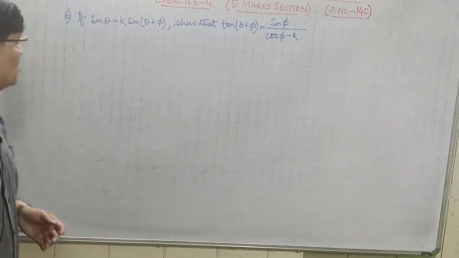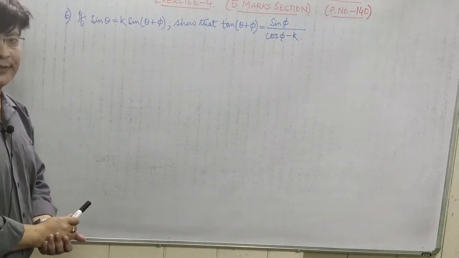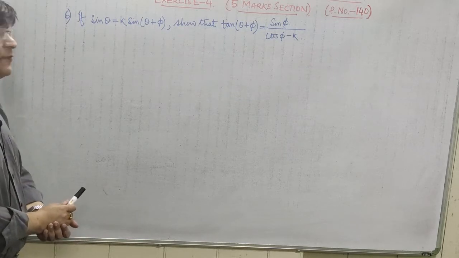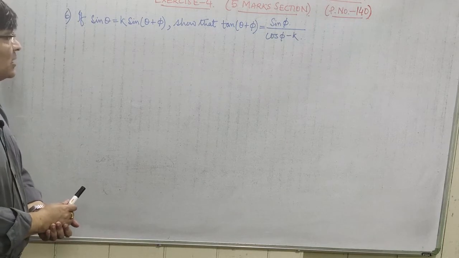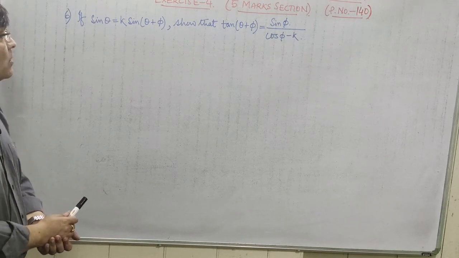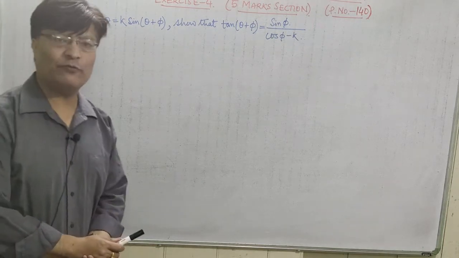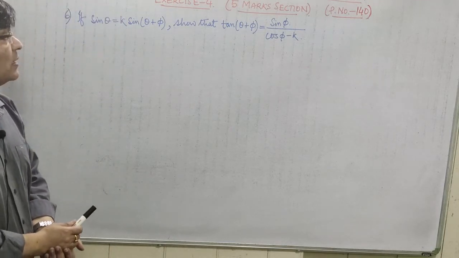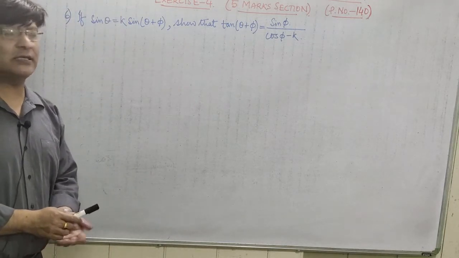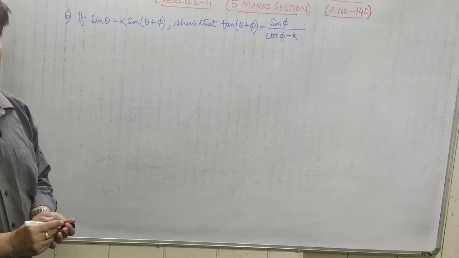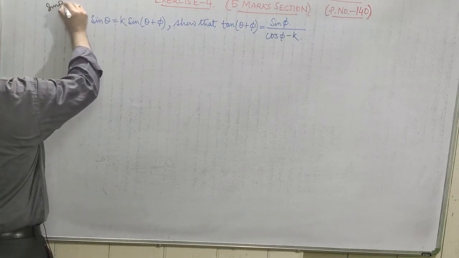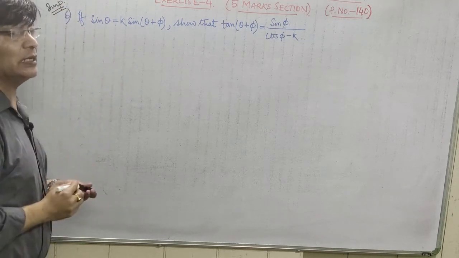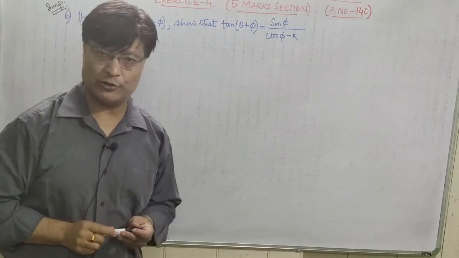So now we'll do the next question, that is question number 6. The question is, if sin θ = k sin(θ + φ), prove that tan(θ + φ) = sin φ / (cos φ − k). So this question is very important. You may get this question in a promotion examination also.